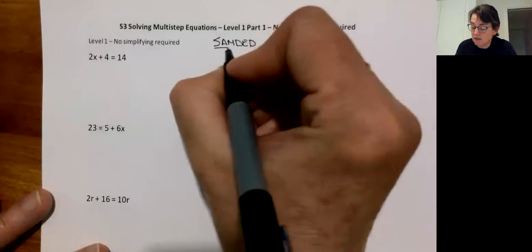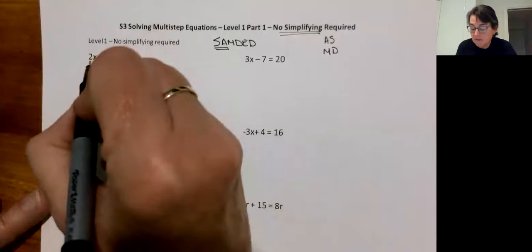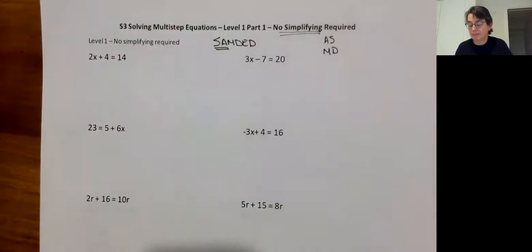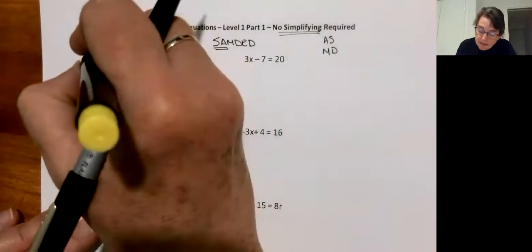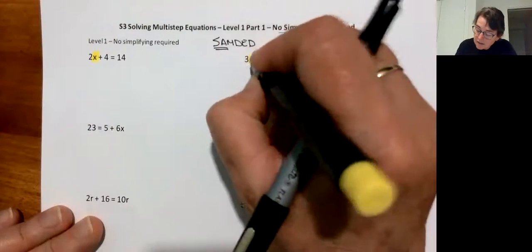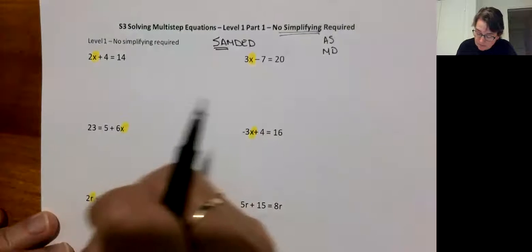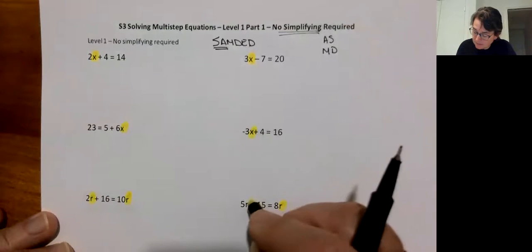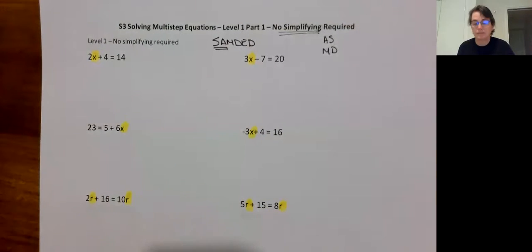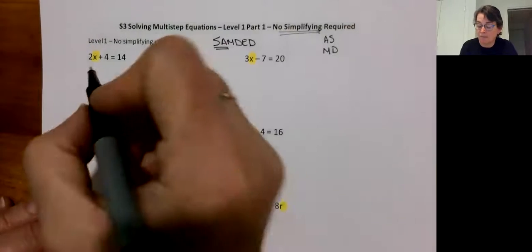So this is where we start. So 2x, oops, never a bad idea. Just gonna highlight our variables so that you know what you want to isolate. So there's no question about it.